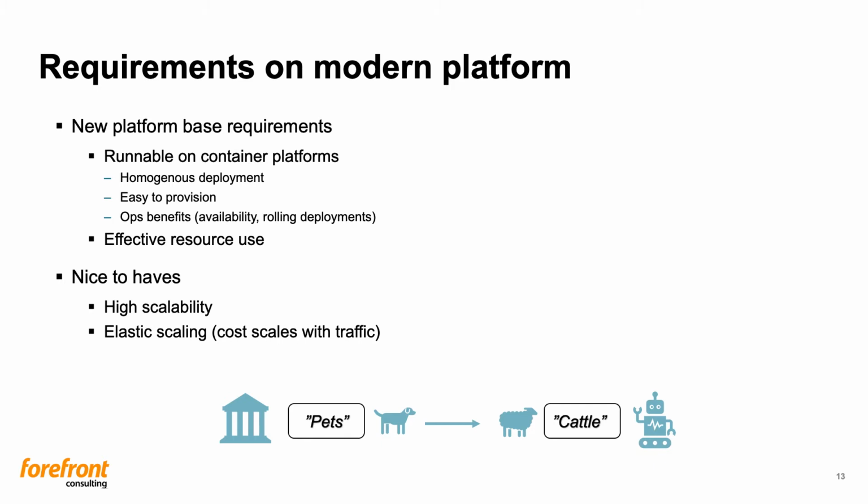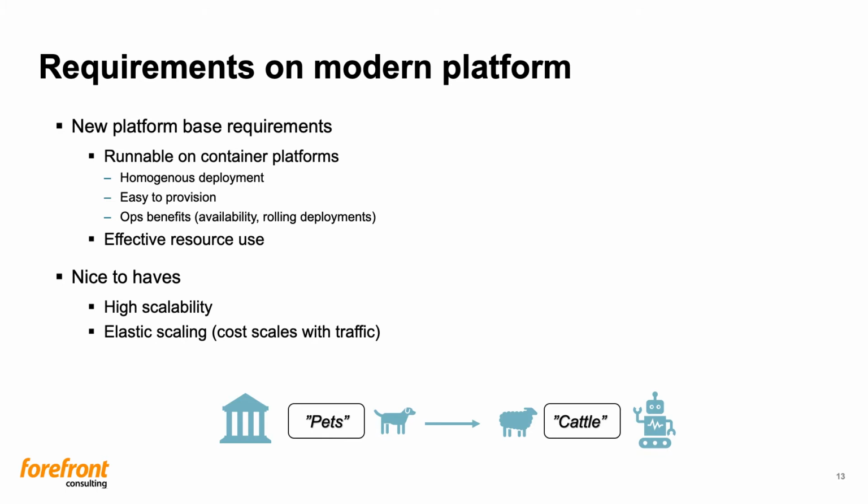I think it should be runnable on some kind of container platform. And why is that, you might ask? I think a key thing is that you get homogeneous deployment of your applications, so they all deploy the same way. It's also very easy to provision up new environments. For example, if you want to spin up a test environment for a new project, or scale quickly in production to some new feature you want to launch. There are also many operations benefits, for example, availability of the platform, and there are quite nice tools to do rolling deployments to reduce downtime during a deployment.